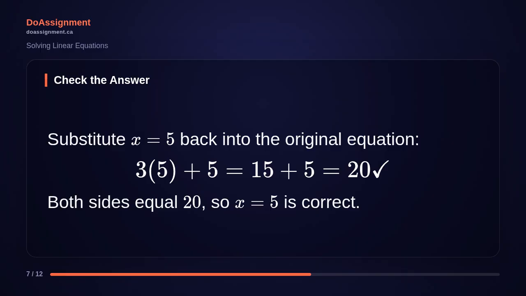Always check by substituting your answer back into the original equation. 3 times 5 plus 5 is 15 plus 5, which is 20. That matches the right side, so x equals 5 is confirmed correct.